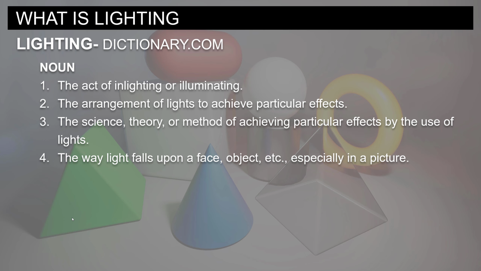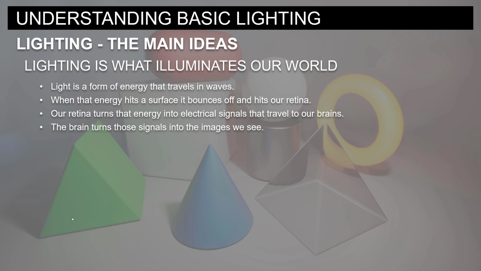We're going to be talking mainly about how lights fall upon different surfaces and how they react to those different surfaces and how we perceive them. So there are some things that I want to talk about that I think are pretty important. Lighting is this thing that illuminates our world. I think we all understand that.